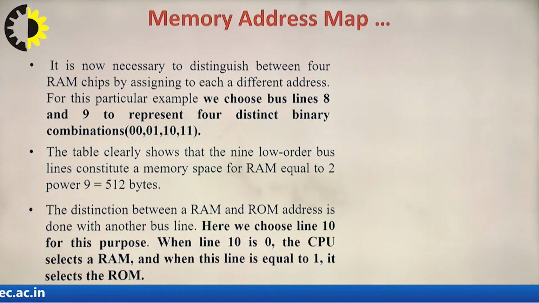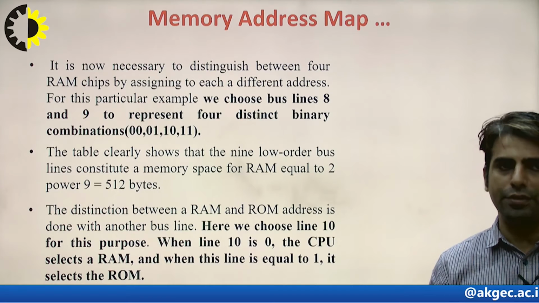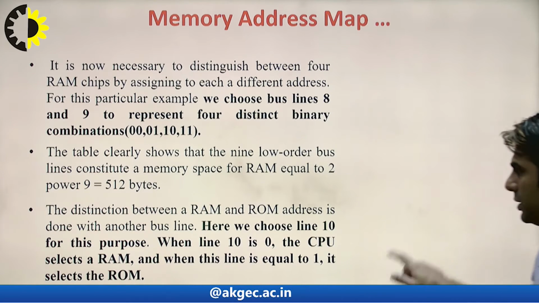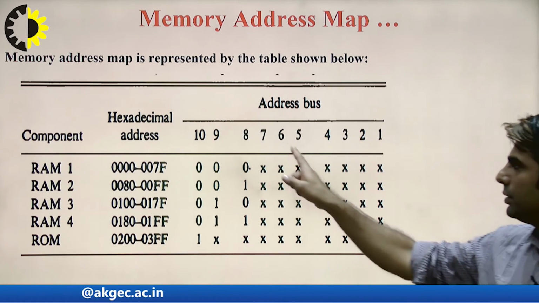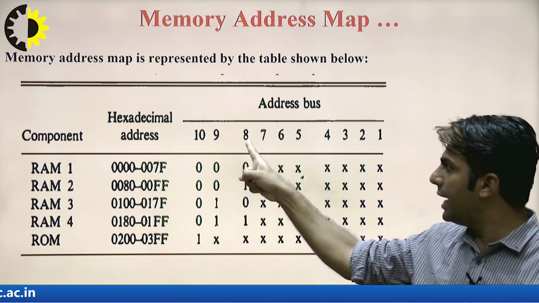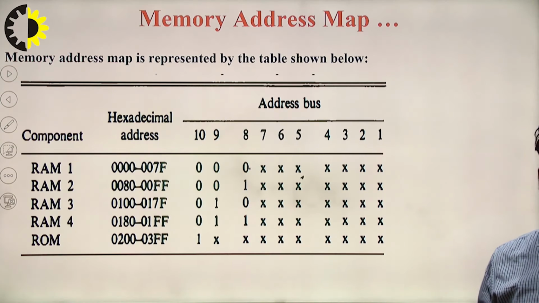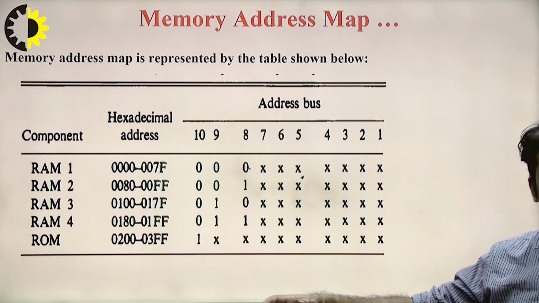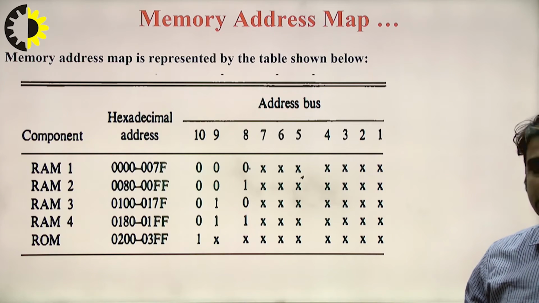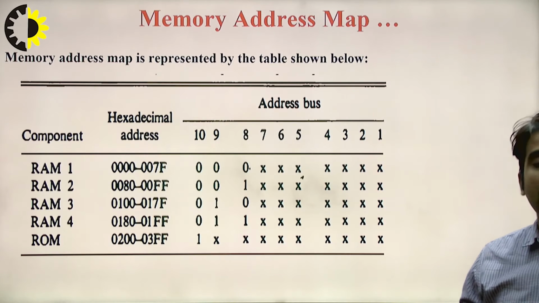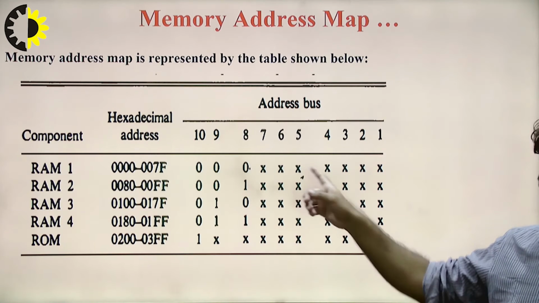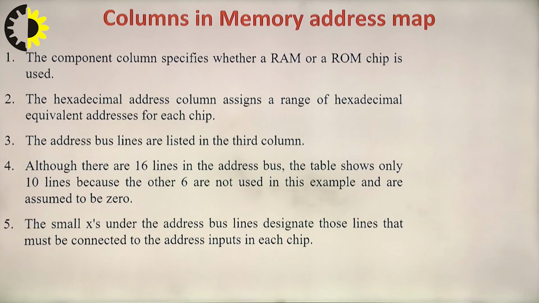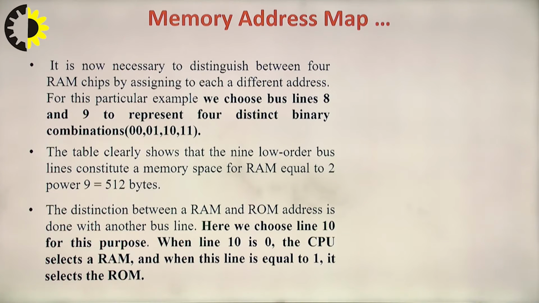Now, it is necessary to distinguish between the 4 RAM chips by assigning each a different address. For this particular example, we choose bus lines 8 and 9 to represent 4 distinct binary combinations. See this table again. We are saying that address lines 8 and 9 are basically selecting the particular RAM chip, if we have multiple RAM chips available for the required application. We have a big RAM which is made up of these small RAMs. So which particular RAM chip has to be enabled at a particular time? That will be selected by lines 8 and 9 of this address bus. This is what this point is telling here.